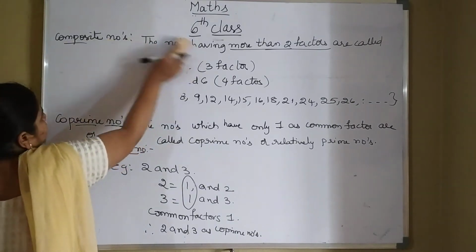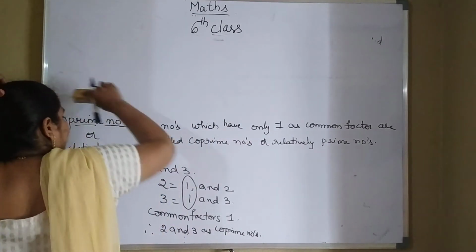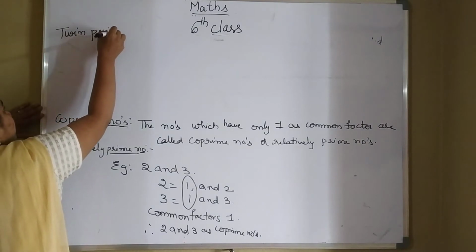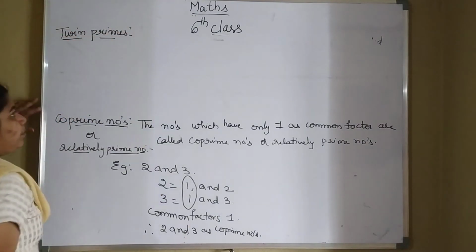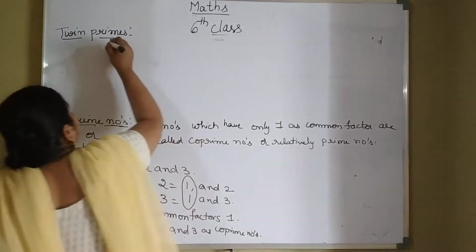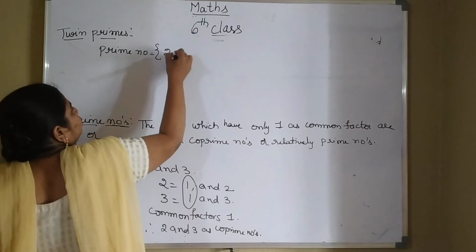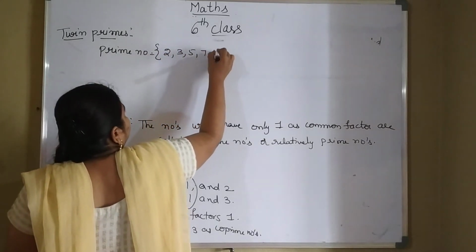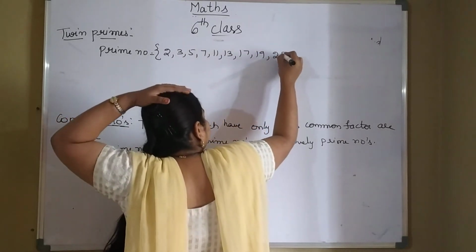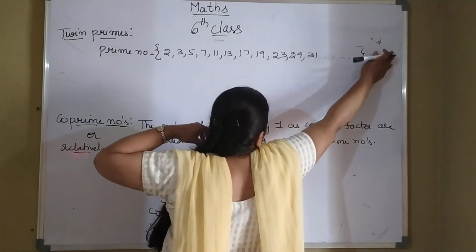Twin primes. What are twin primes? We will see. So already you know about prime numbers. What do you mean by prime numbers? It should have only two factors, 1 and itself. So write the prime number set here. I am writing the prime number set. 2, 3, 5, 7, 11, 13, 17, 19, 23, 29, 31 and so on. So these are prime numbers.